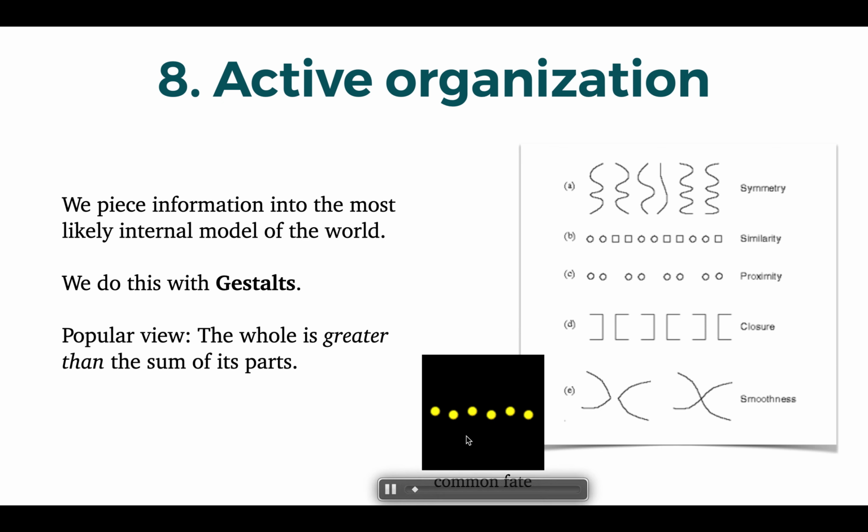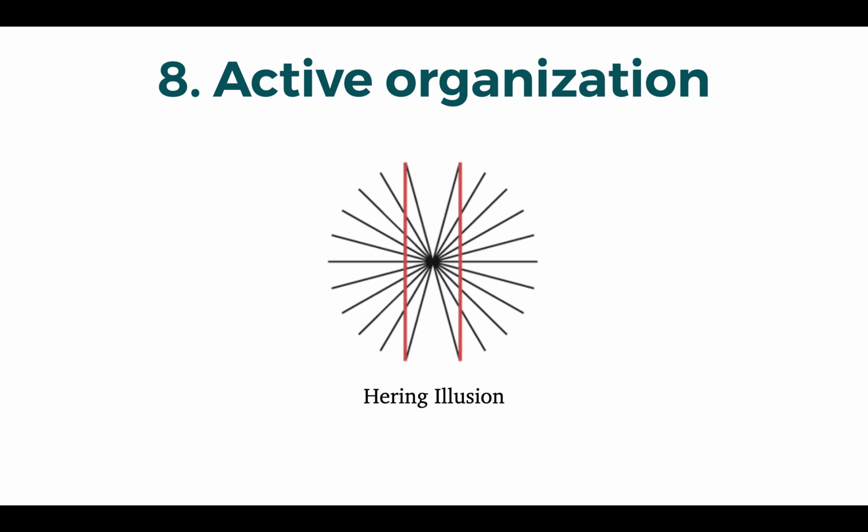Okay, common fate. More likely to group the guys that are moving in the same direction than you are to group, let's say, like these two and these two and these two. We get illusions like the Hering illusion. Okay, organization involves understanding relationships between parts. So when we get parts like this, you get this effect that these lines are maybe a little bit bent, a little bit curved, but they're not, right? So these two lines are perfectly straight.